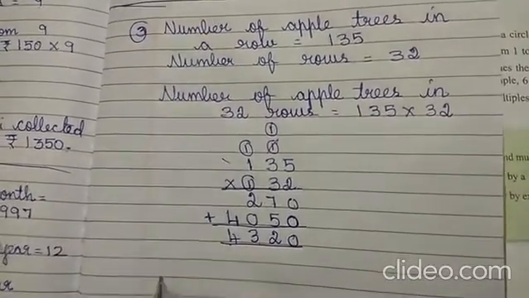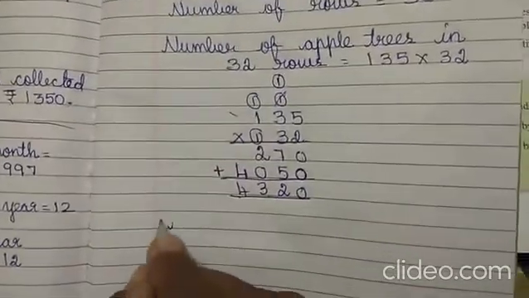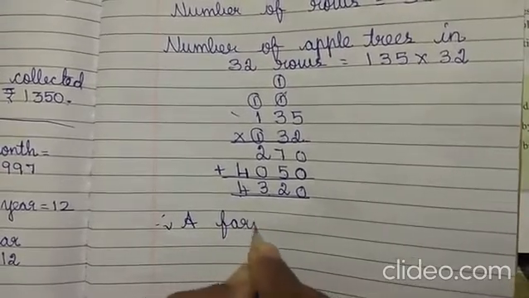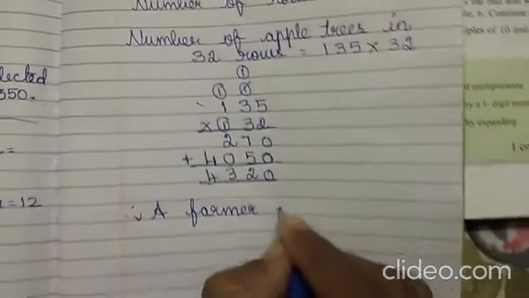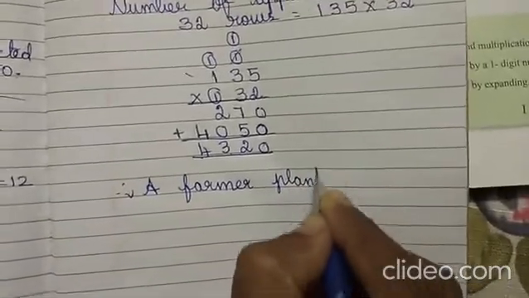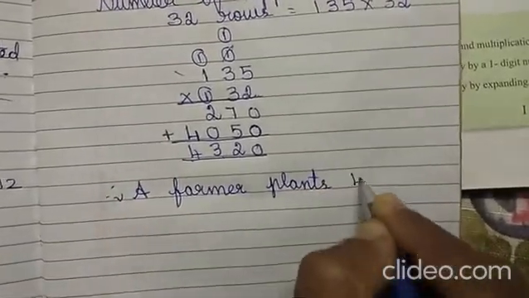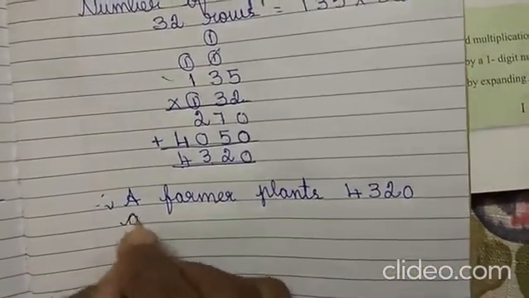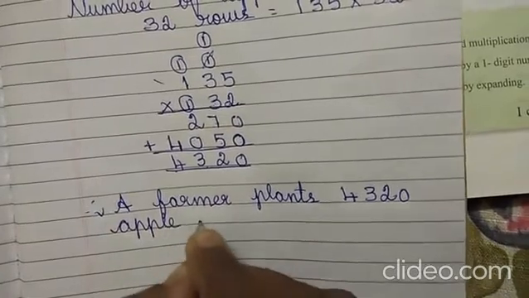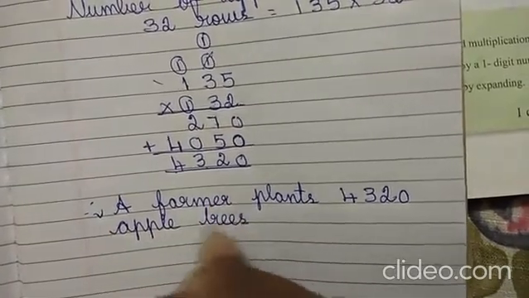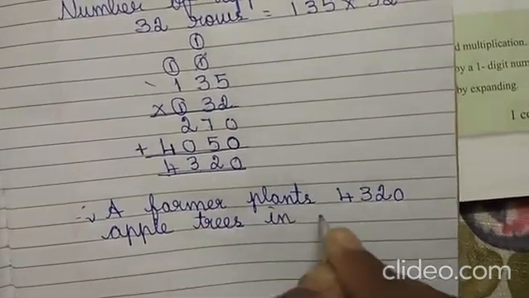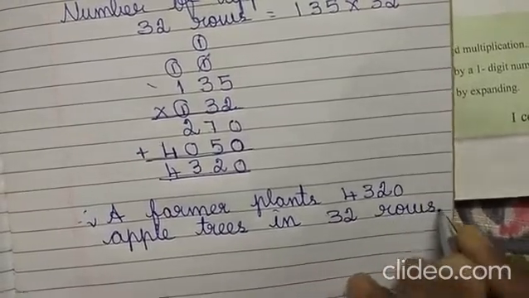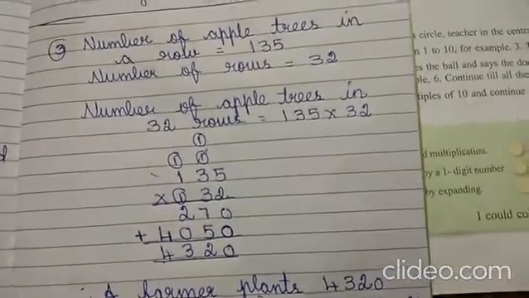4,320. So, a farmer plants 4,320 apple trees in 32 rows. Okay, children? So, how many apple trees are there in 32 rows?